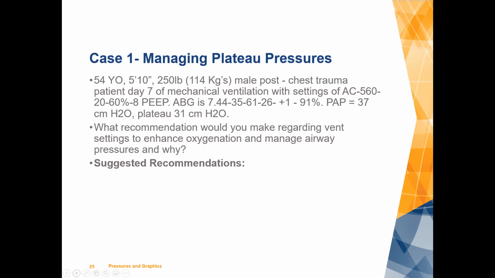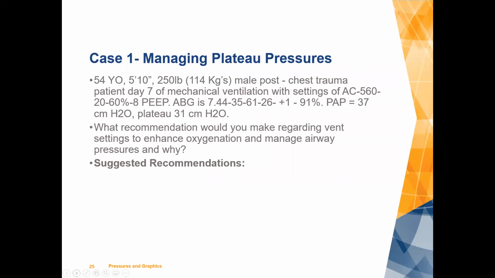ABG 7.44, PCO2 is 35, PO2 is 61, bicarb is 26, base excess is +1, and sats are 91. Peak airway pressure is 37, plateau is 31. Okay, so I'm looking at this blood gas. By the way, one of the other pieces of guidance that ARDSNet gives to clinicians is that 55 keeps them alive, crudely put.